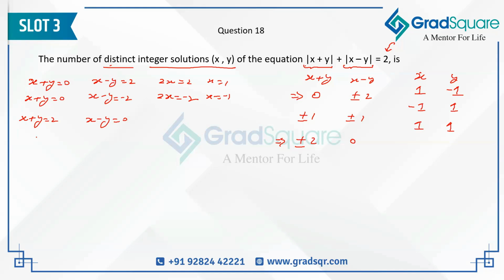Right? So that is the first one. Then x plus y is equal to minus 2 and x minus y is equal to 0. I'm still solving this particular piece, right? So if you look at this and add the two equations, what are you going to get? You are going to get 2x is equal to minus 2. So x will turn out to be equal to minus 1 in this case.